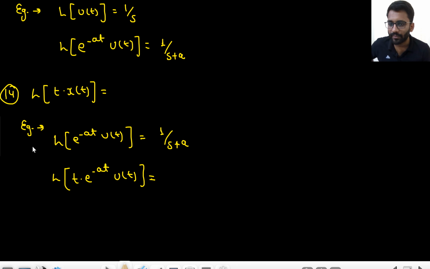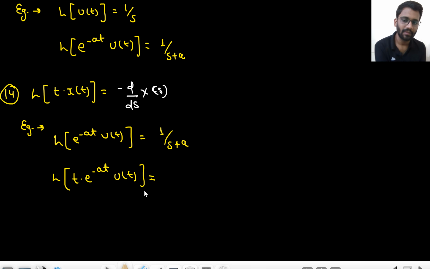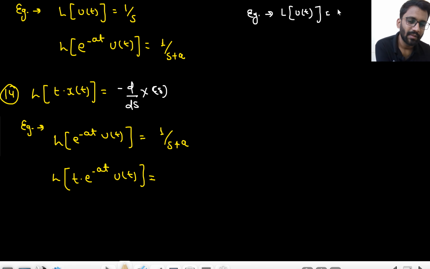Now this is an example we are taking. So Laplace transform of t into x(t) would be minus d by ds x of s. Okay, this would be minus d by ds x of s. Now here we can take an example. Laplace transform of u(t) is 1 by s. What will be Laplace transform of t u(t)?